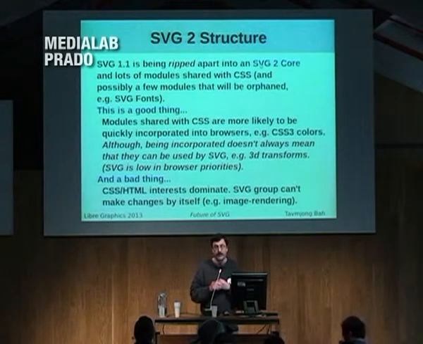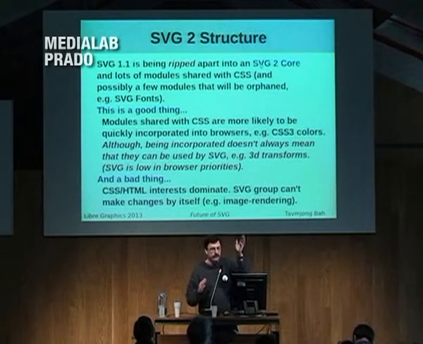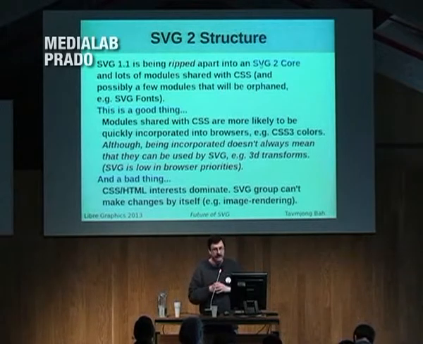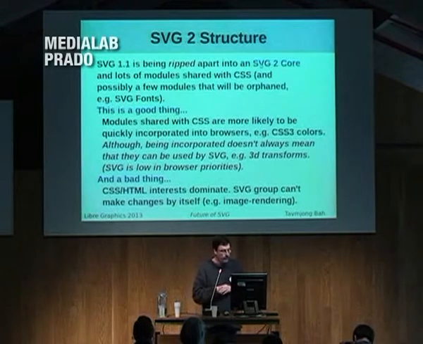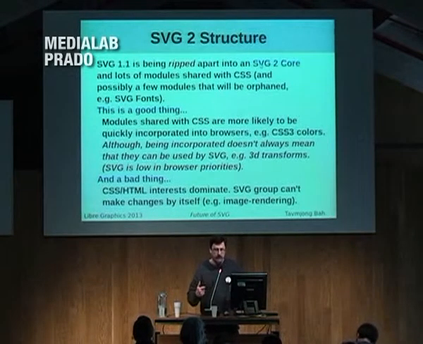And one case of that is 3D transforms. You can do 3D transforms in HTML. You can make your boxes rotate and do all kinds of fancy things. But you can't do that natively in SVG yet. This is also a bad thing, because CSS HTML interests dominate. The SVG group can't just make changes by itself.